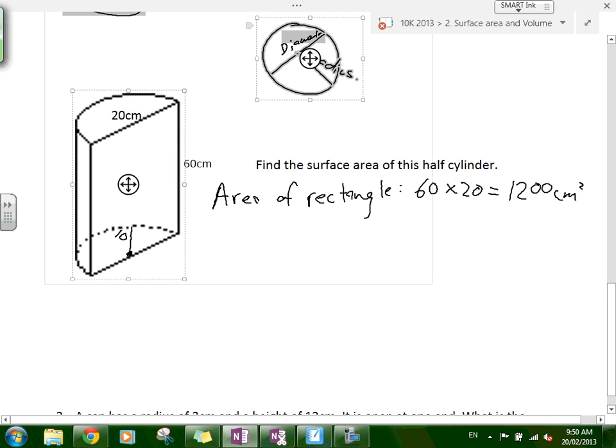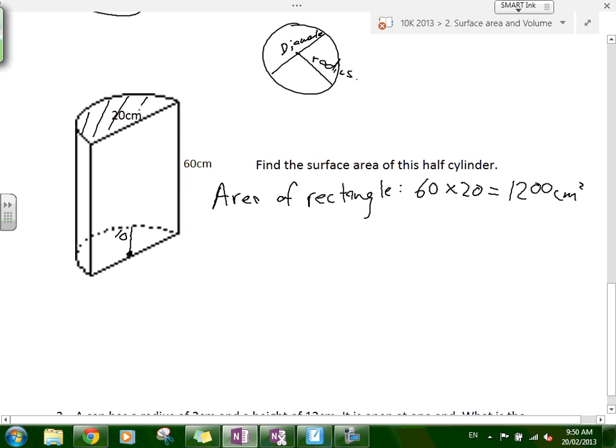Alright, that's the first part. Now the next thing we have to figure out is, we've got a few things to take into consideration. If I have half a circle on the top, a semicircle, and a semicircle on the bottom, what's the total area of those two semicircles put together? One circle, two semicircles together. So I can work out the two semicircles by just working it out as one circle.